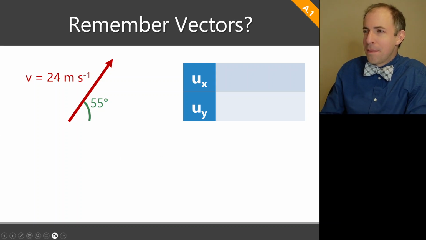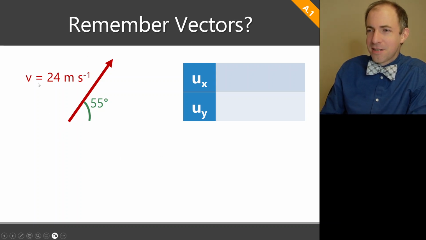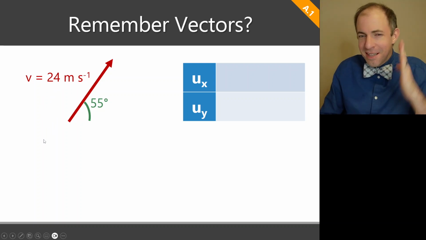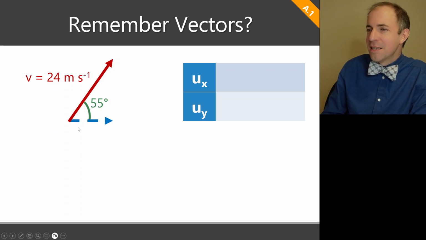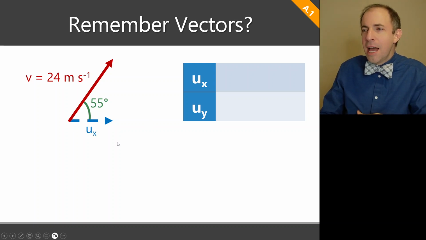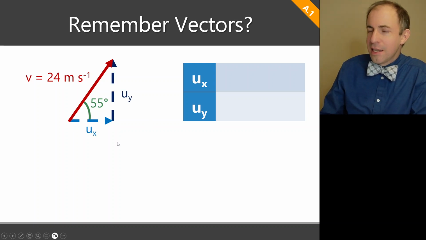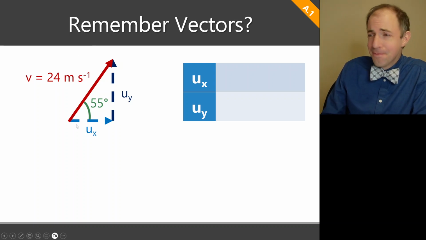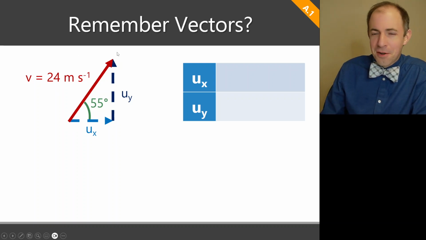But first, let's remember some things about vectors. If I have an initial velocity of 24 meters per second that's at an angle of 55 degrees, I know that part of that velocity is horizontal, we'll call that ux, and part of that velocity is vertical, we'll call that uy. This makes a triangle of the horizontal and vertical parts and our angle of 55.